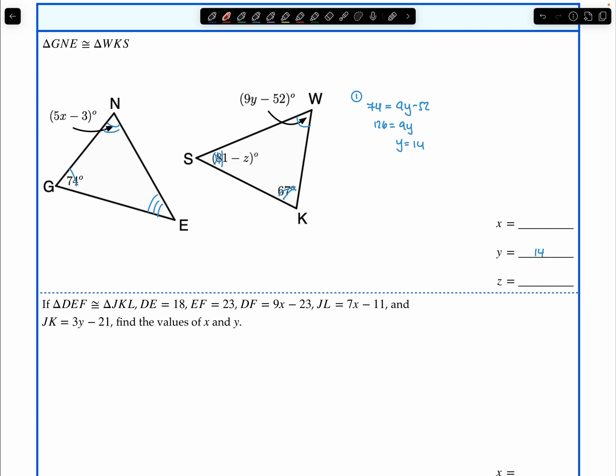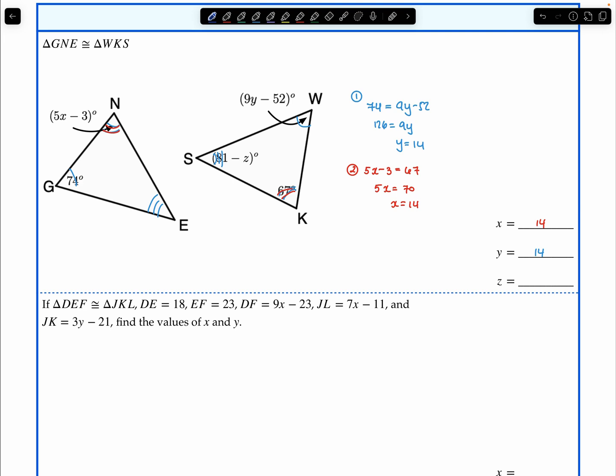Okay, numero dos. So 2, this is N right here that has the 2 wedges. So that matches up with K that has 2 wedges as well. So 2 here, we have 5x minus 3 equals 67. 5x equals 70. And so x here equals 14. Now, I do want to say that this is a coincidence that these values are equal. There's no rhyme or reason to it. It just happens that way.